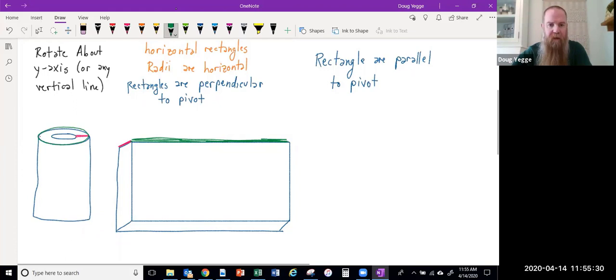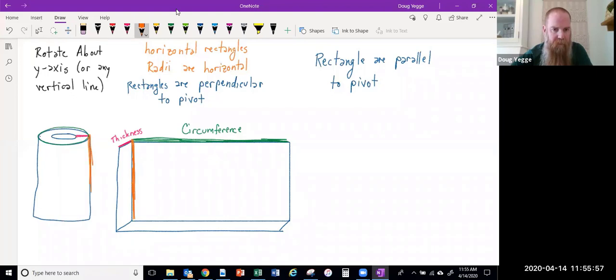So I could see that this right here is going to be the thickness. This over here is going to be the circumference. And now obviously this right here is going to be the height of this cylinder.